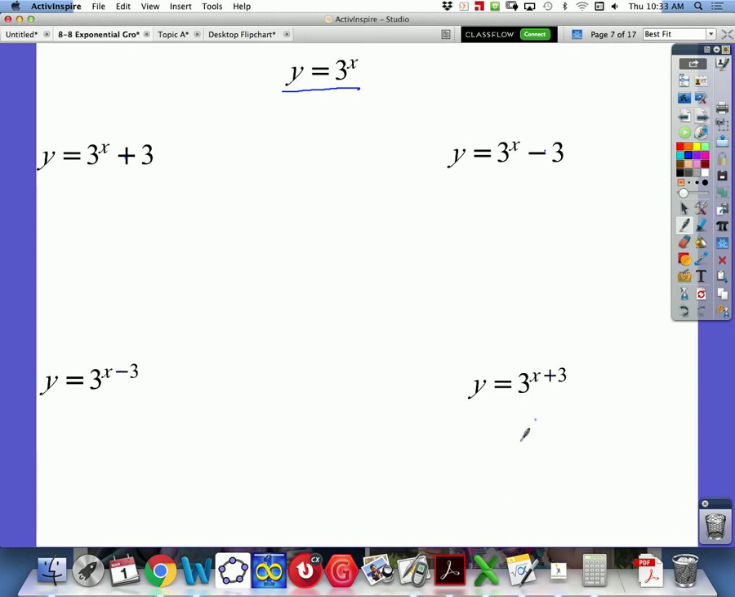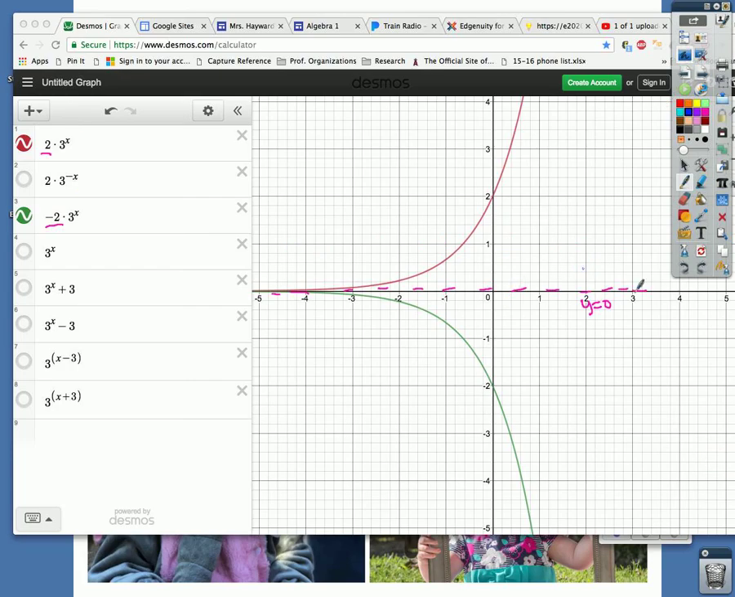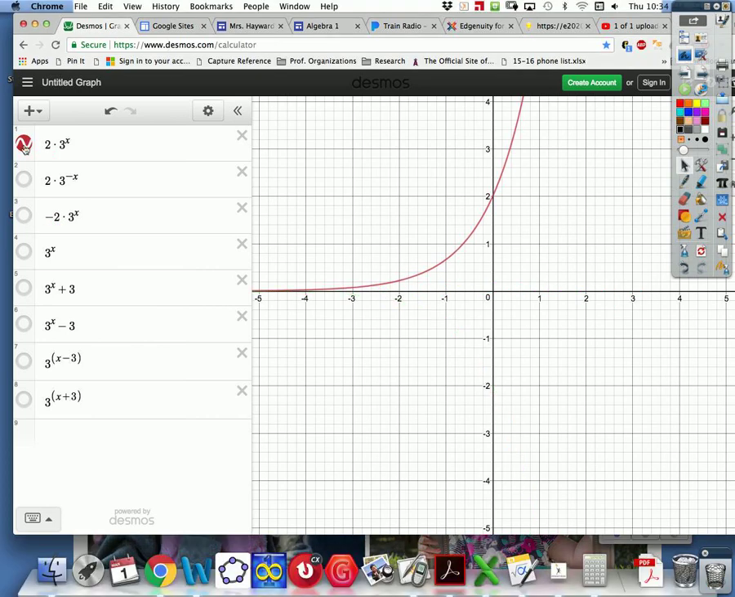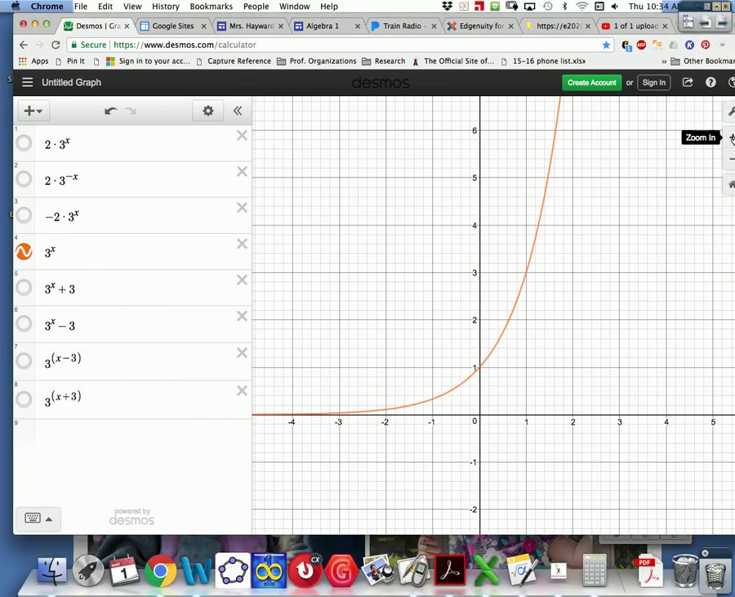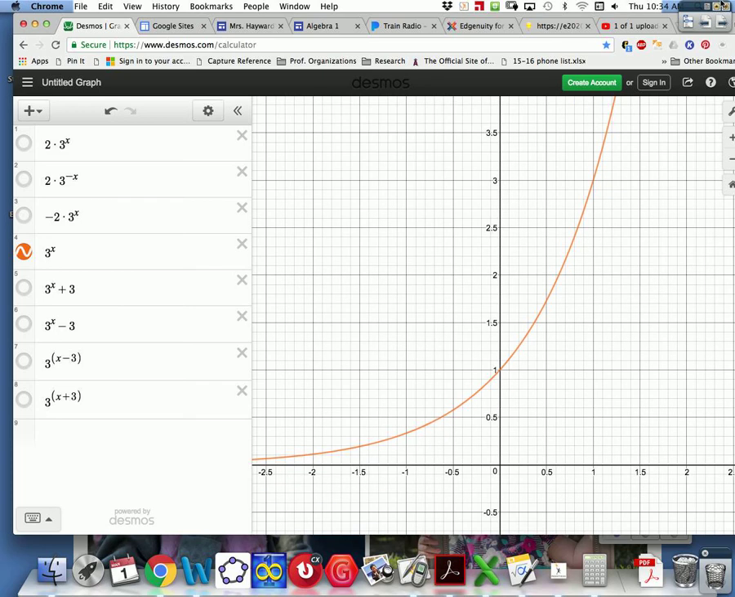So just like last time, we're going to go over to Desmos. And if you need time to write these down, feel free to pause the video and then come back. So if I go over to Desmos, let's clear off the last problem. Let's get rid of both of these. And now I'm going to graph the parent function of 3^x. We're going to zoom in a little so we can see it better.